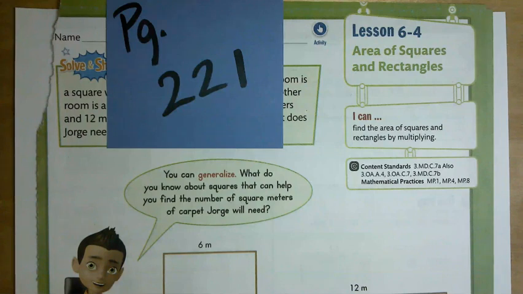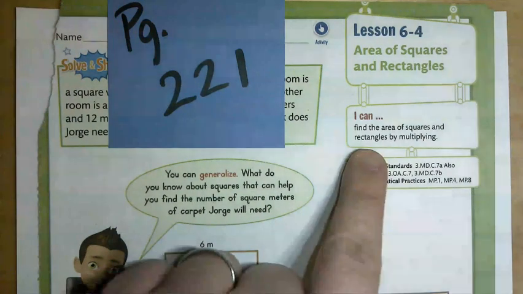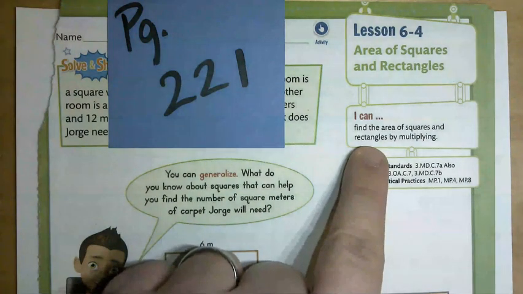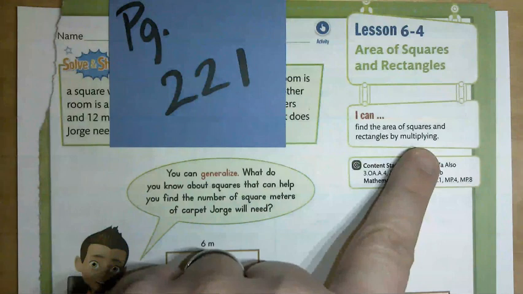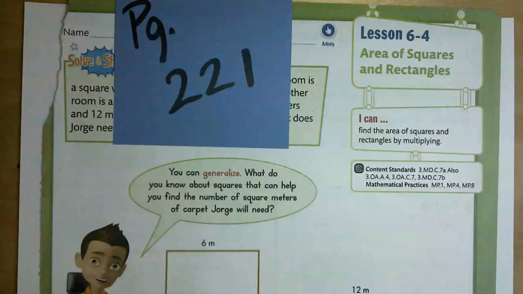At the end of today, though, we want you to be able to say, I can find the area of squares and rectangles by multiplying. Well, we've done counting them up. We've done being able to divide up our own shapes, cutting them into some different pieces. And today we're going to take the next step. And the next step is going to be multiplying to find the areas.